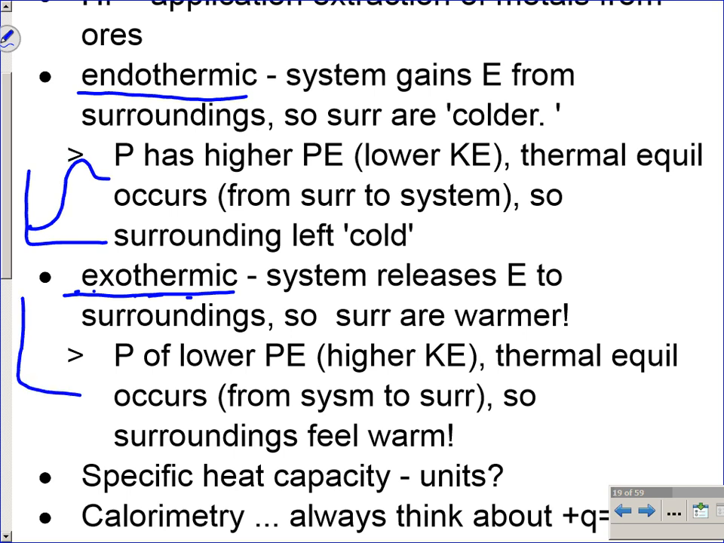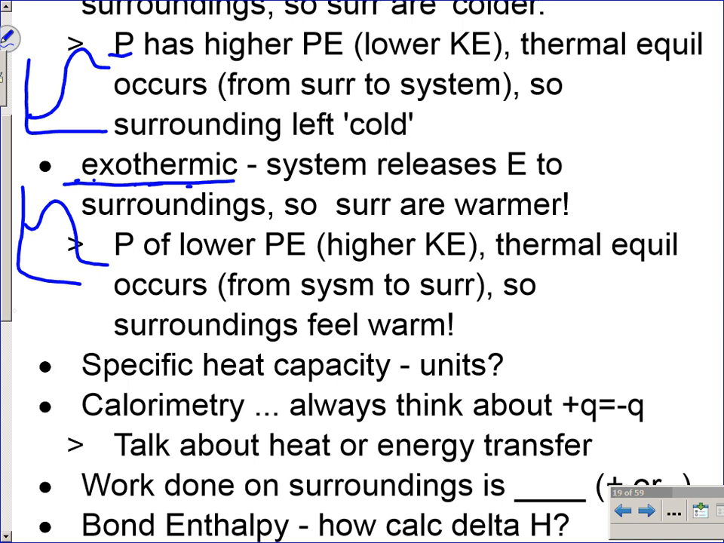This is exothermic. So P as in products, thank you, will differ in potential energy, and so as you have a higher potential energy, there's an interchange of kinetic energy, so you lose the kinetic energy, you are at a colder temperature. And then vice versa, when you have lower potential energy, essentially you have a higher kinetic energy because there's an interchange there, and then as you have a higher kinetic energy, you're warmer.